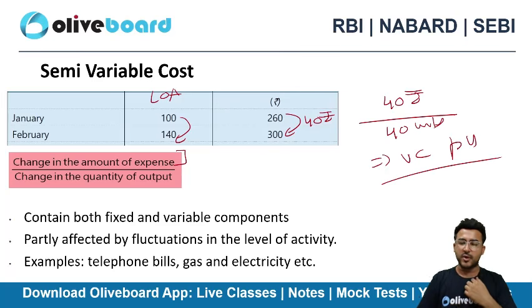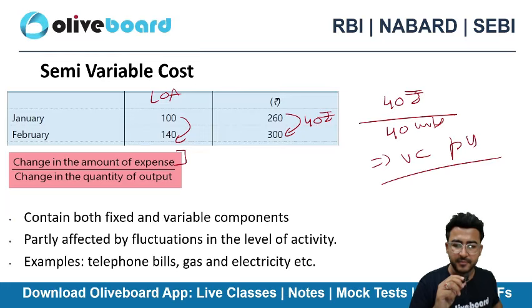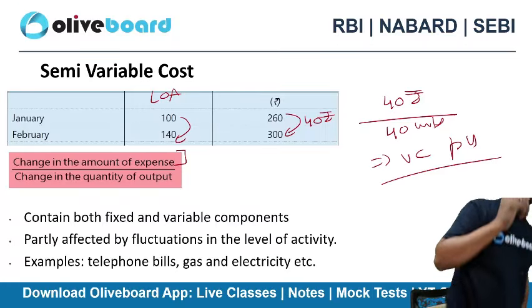What is the variable cost per unit? Can you please compute it quickly? I'm just coming in a few seconds.